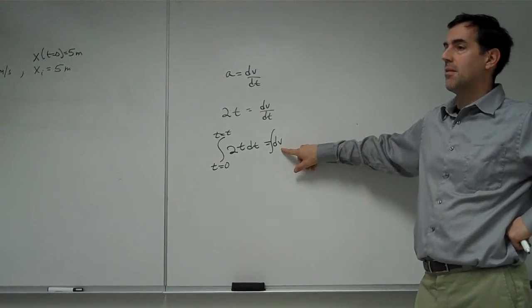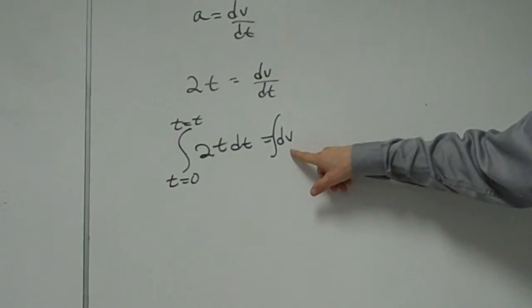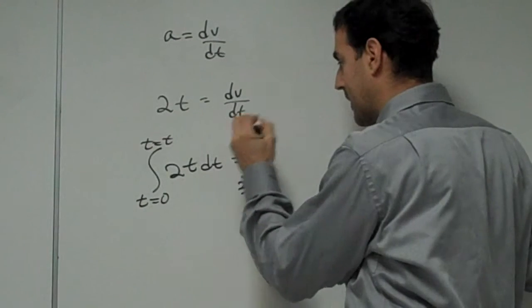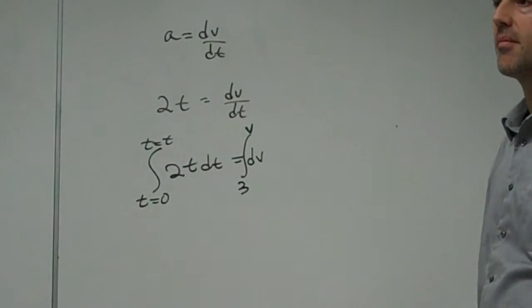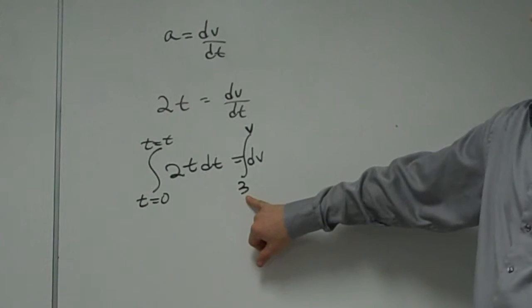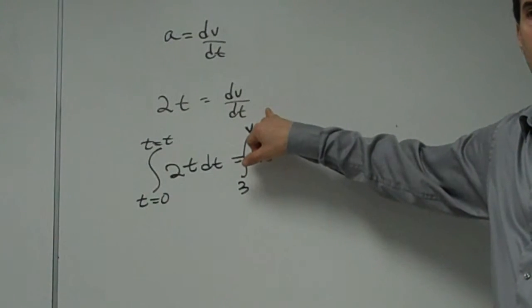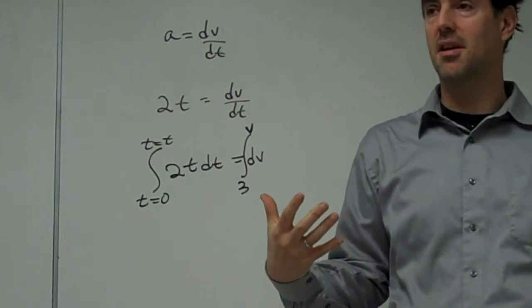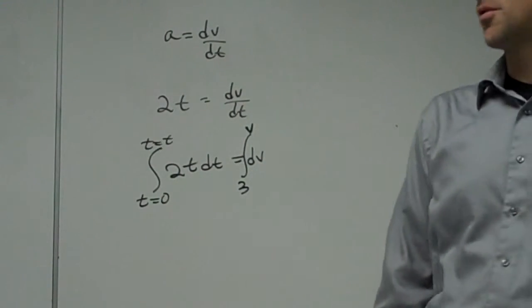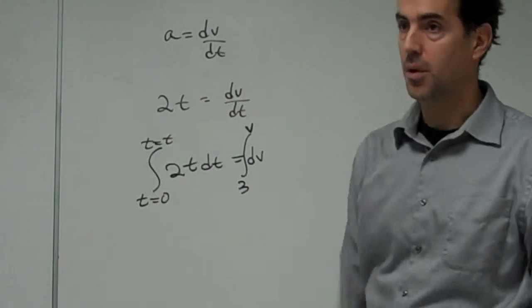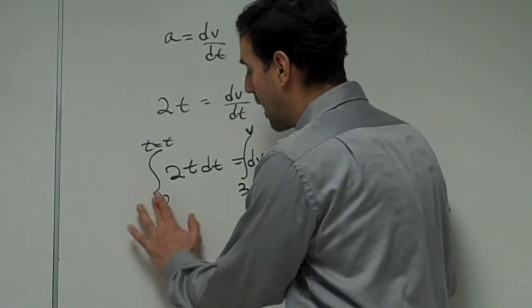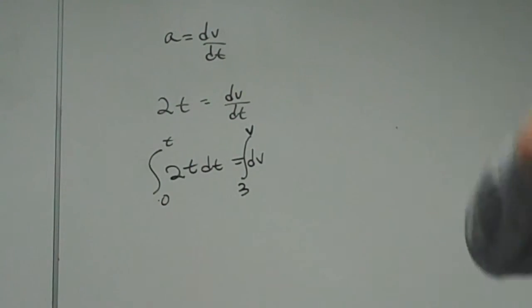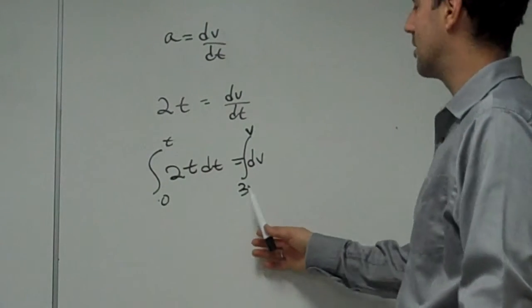What are my limits on the right-hand side, James? It goes from v equals 3 to v equals v. Yep. I won't always write v equals 3 to v equals v, because there's a dv there, that tells you the limits must be velocity. I have no choice. So I put it on this side just to be super clear, but normally I would just write my limits are from 0 to t. Implied is that it's from time equals 0 to time equals t. For the right-hand side, it's from 3 to v.